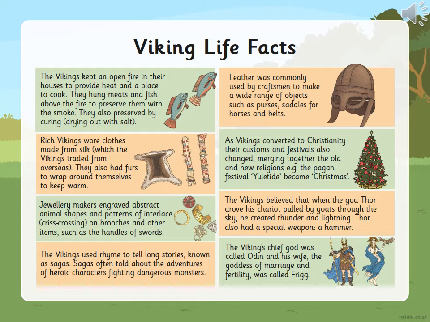The Vikings kept an open fire in their houses to provide heat and a place to cook. They hung meat and fish above the fire to preserve them with the smoke. They also preserved by curing, which is drying things out with salt. Rich Vikings wore clothes made of silk, which the Vikings traded from overseas. They also had furs to wrap around themselves to keep warm.